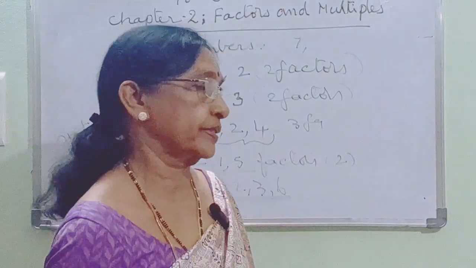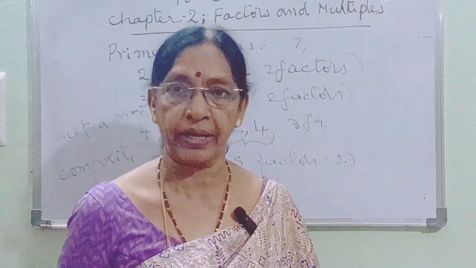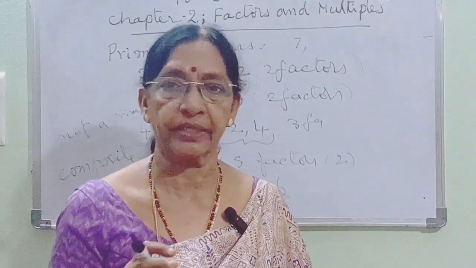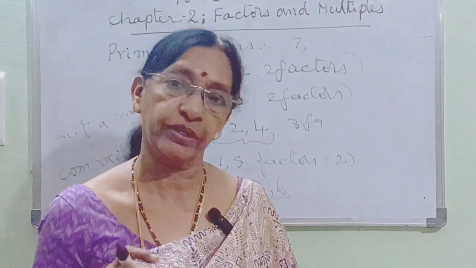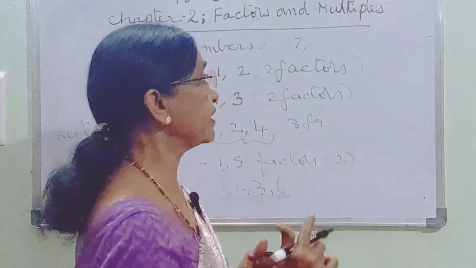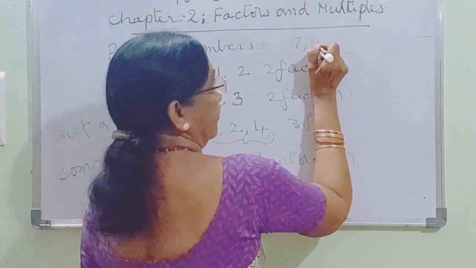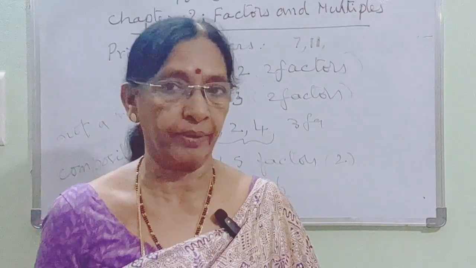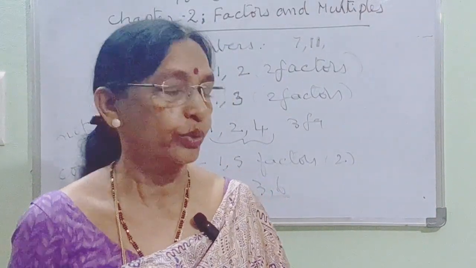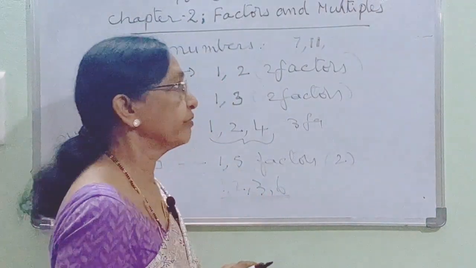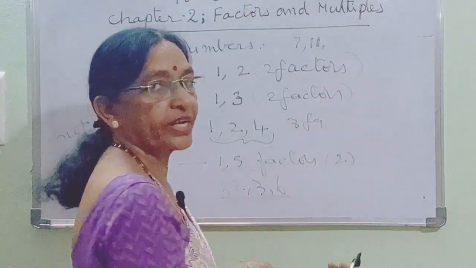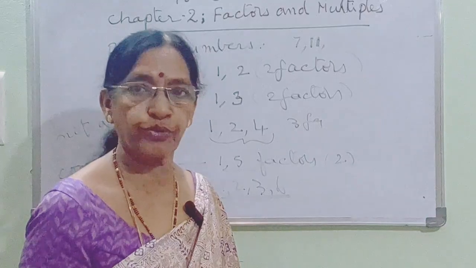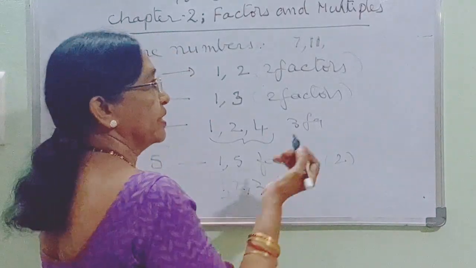Next, 10 is also not a prime number because, other than 1 and the number itself, it is divisible by 5 and 2 also. Next, 11 is a prime number. After 7, 11 is a prime number because it is divisible by 1 and the number itself, 1 and 11 only. No other number divides 11 without remainder. Next, 12 is a composite number because it is divisible by 1, 2, 3, 4, 6, 12. So many numbers.